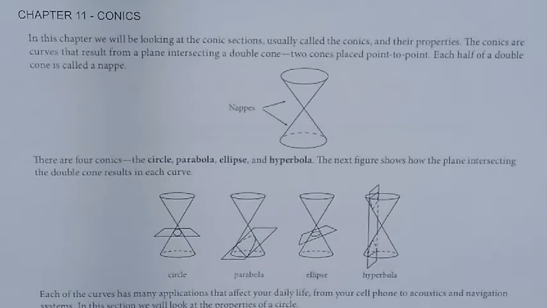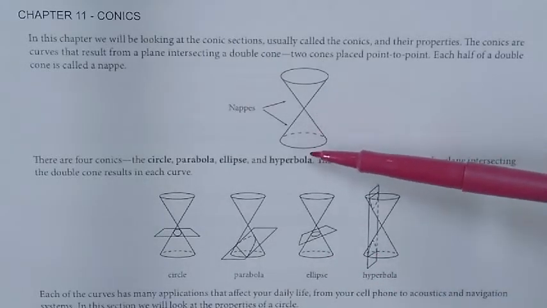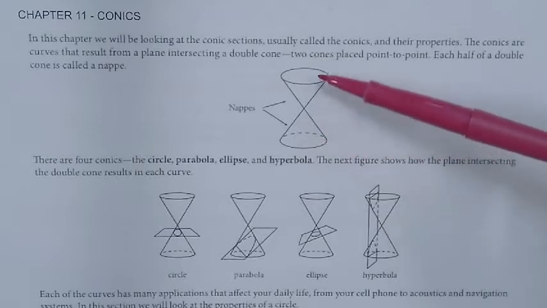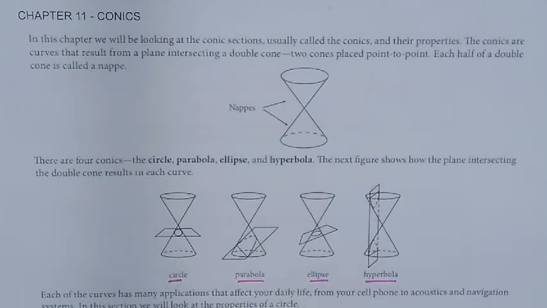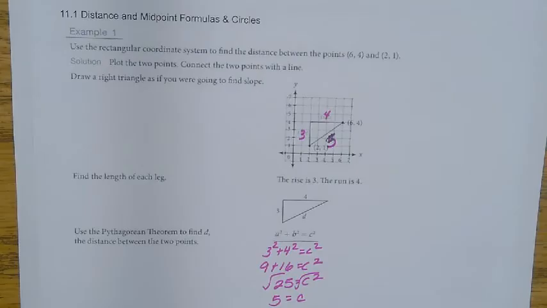Overview of conics and then dive into circles. So conics come from two cones, one that's upside down and one that's not, attached at the vertex. And conics come from slicing that figure in different ways. So we can get a circle, a parabola, an ellipse, or hyperbolas, depending on how we slice them. And we're going to be talking about each of those.